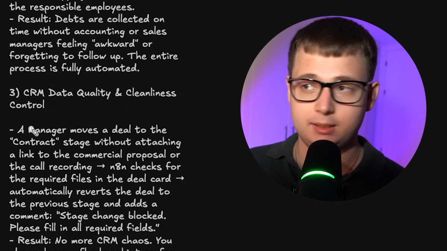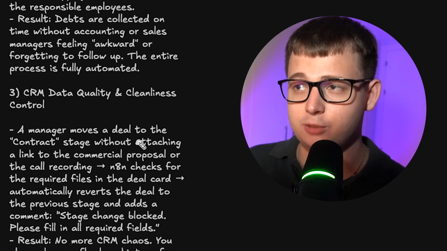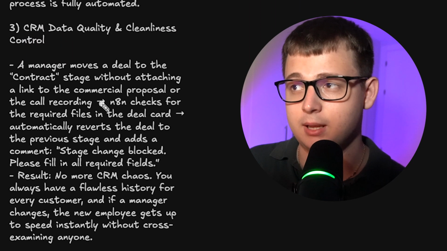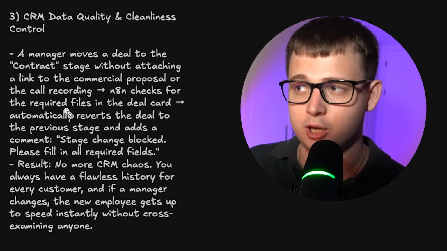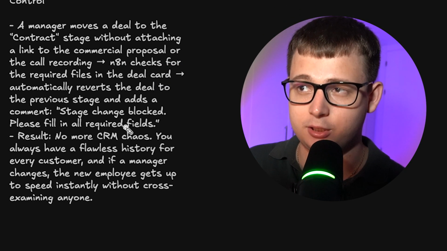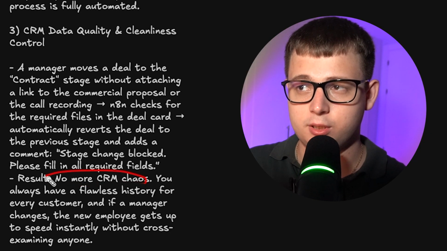The last point in this list is data entry quality control. Imagine a manager moves a deal to the contract stage but forgets to attach the required files. n8n checks this instantly, automatically pushes the deal back to the previous stage, and leaves a comment stating that the transition has been blocked. The result is better control over your CRM without the usual chaos.